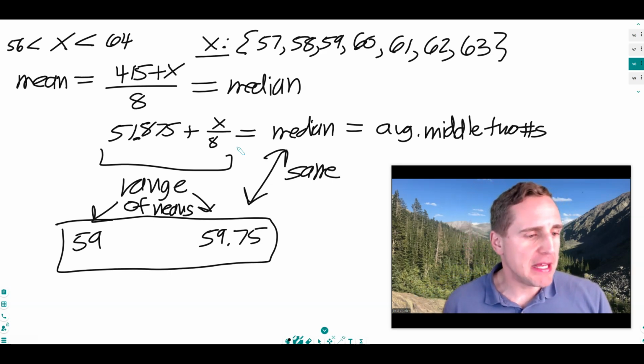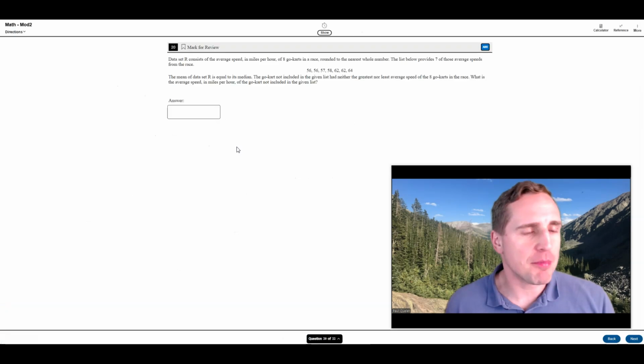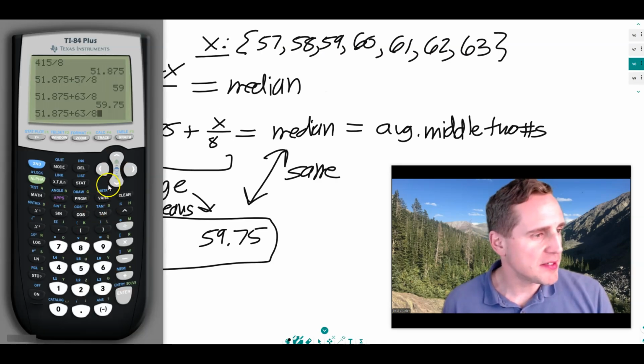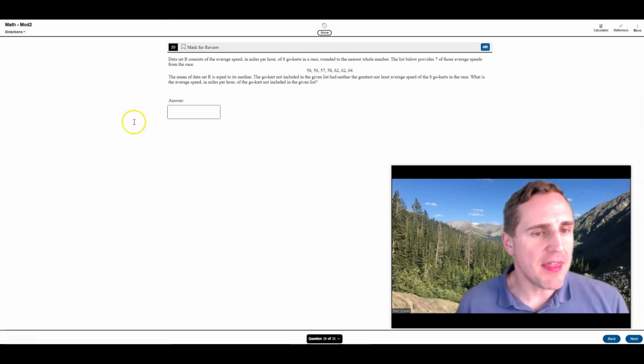So I think we need to have x be larger. Let's suppose it's somewhere in the 59 to 59.5 range or so. How about if I made x equal to 60? 60 is right here between 58 and 62. So that means the median is going to be exactly 59. And then if I put in 60 right there, that's going to be this number plus 60 over 8. So the mean is 59.375.